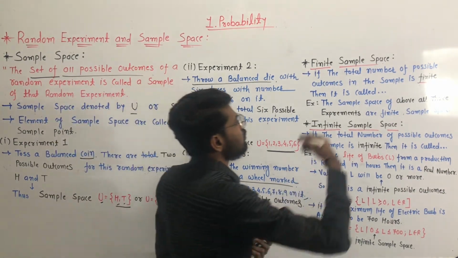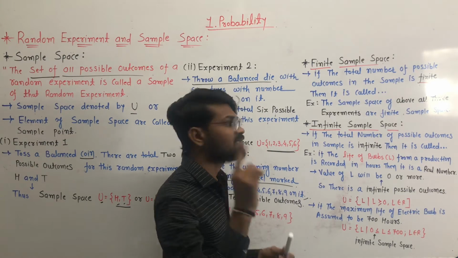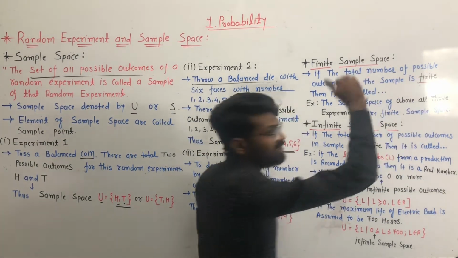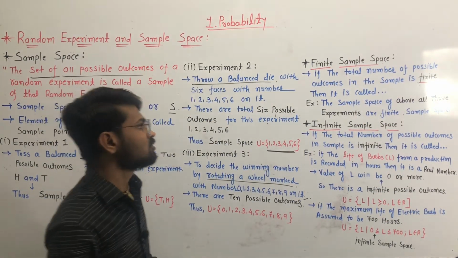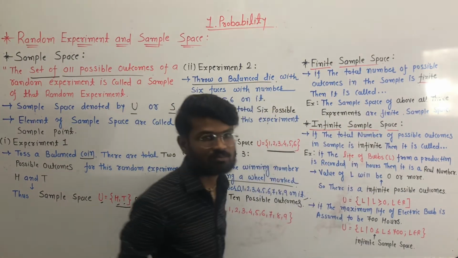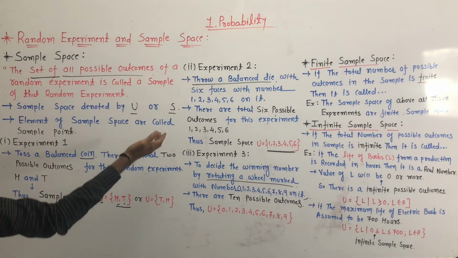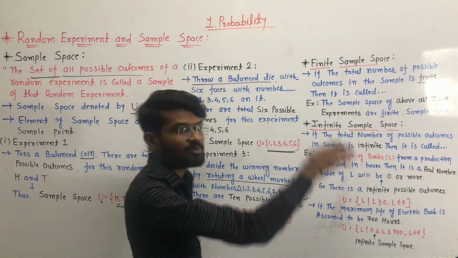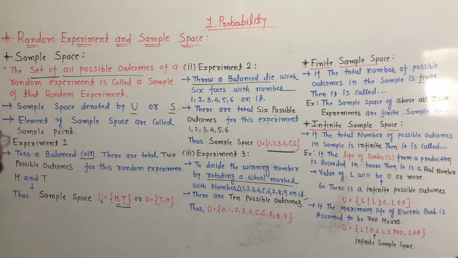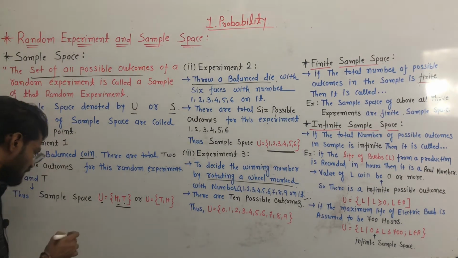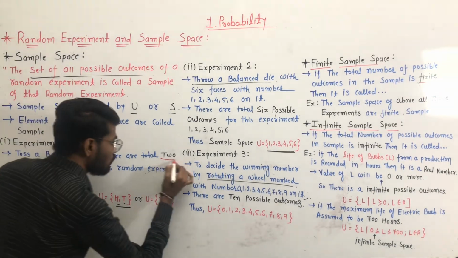Clear? If the total number of possible outcomes in the sample space is finite, meaning we can count them, then it is called a finite sample space. For example, these 3 experiments are examples of finite sample spaces. Why? Because in experiment 1 we can count the number of sample points, the total number of outcomes. In experiment 1 there are 2 possible outcomes.